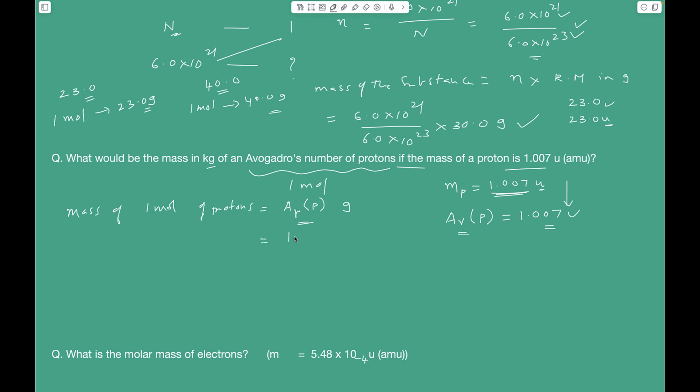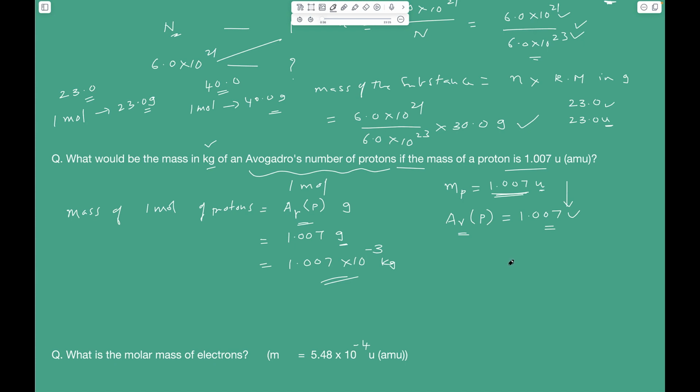And if you express the relative mass of the proton in grams, you would get the mass of 1 mole of protons. But here we have the answer in grams, but we have to answer it in kilograms, so it would be 1.007 times 10 to the power of minus 3 kilograms.